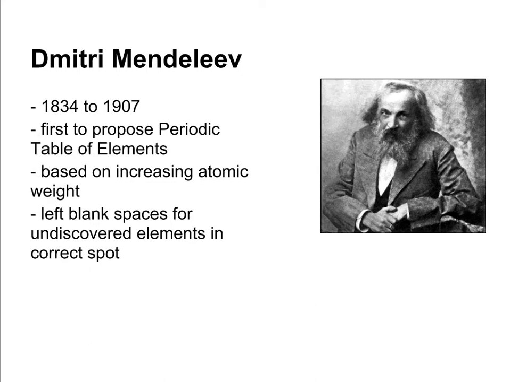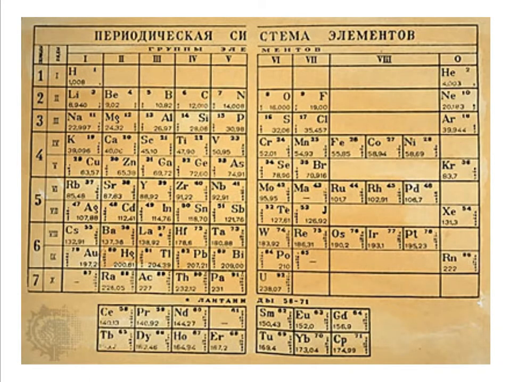He did not know about all of the elements that we know about today, so he actually left blank spaces in his periodic table where he predicted elements that were not discovered would fit in, and it turns out he was actually right. Here's a picture from 1869 of one of his early periodic tables.